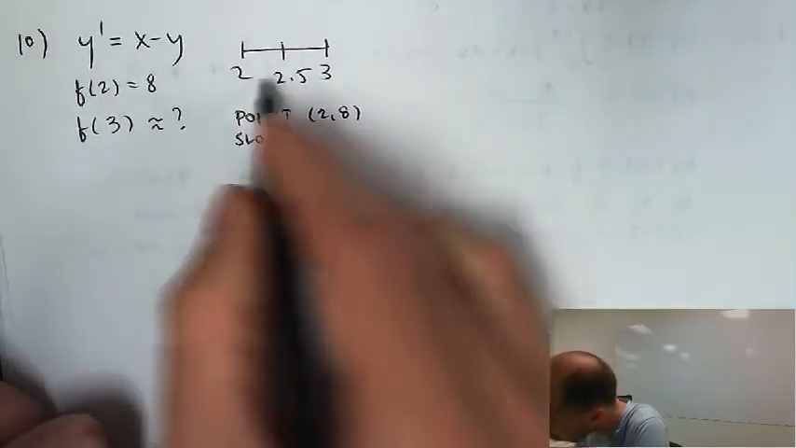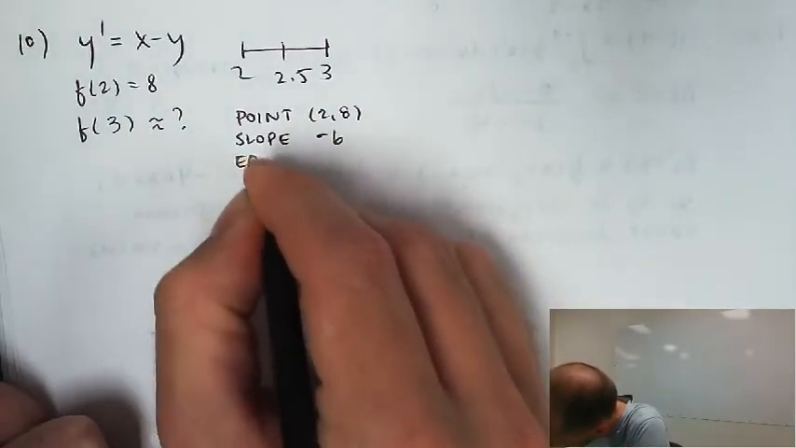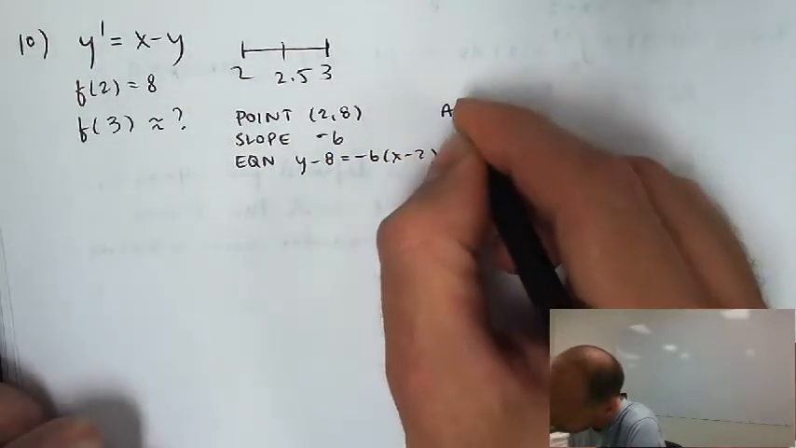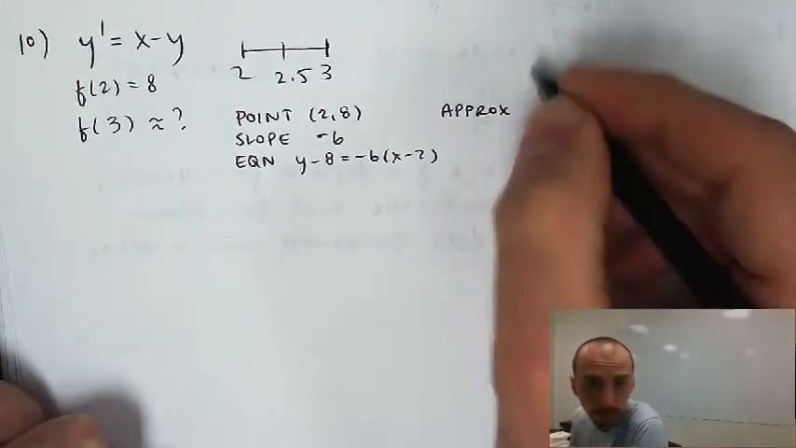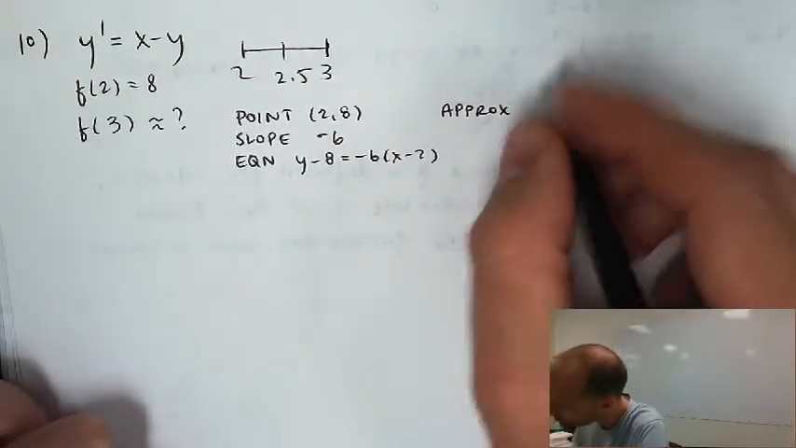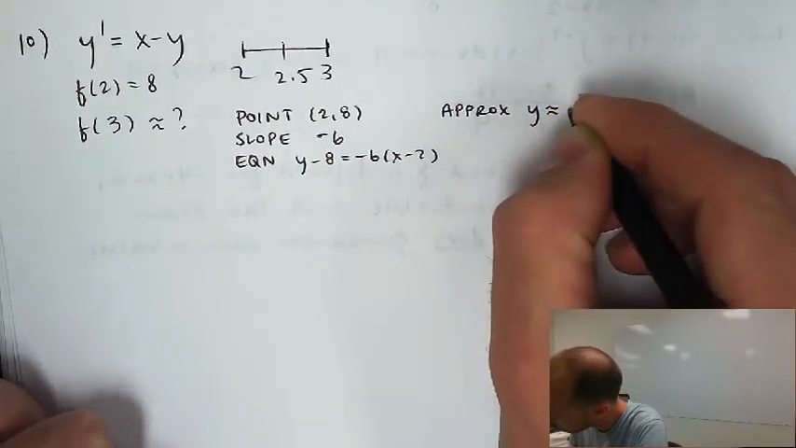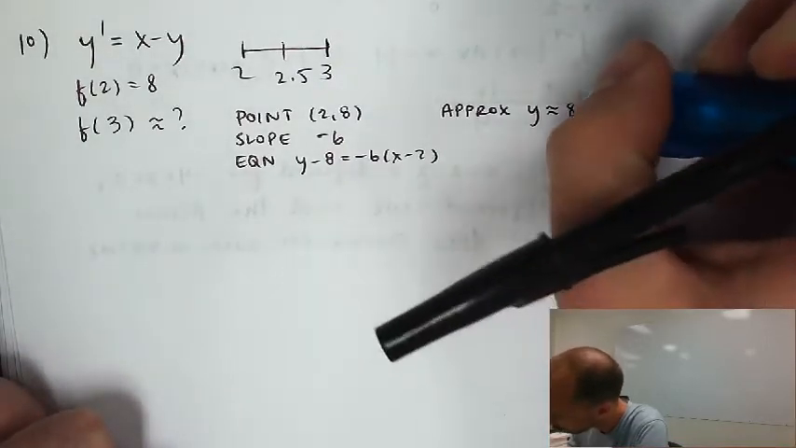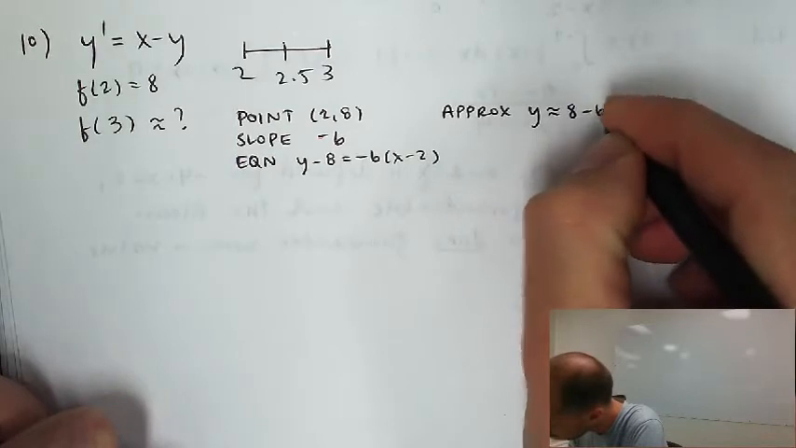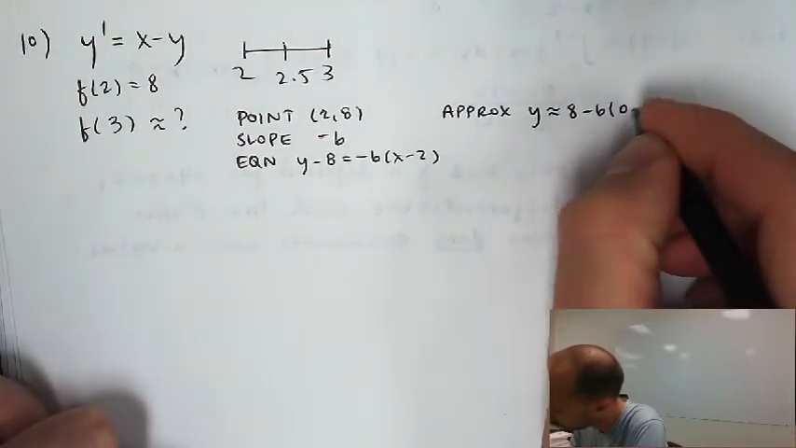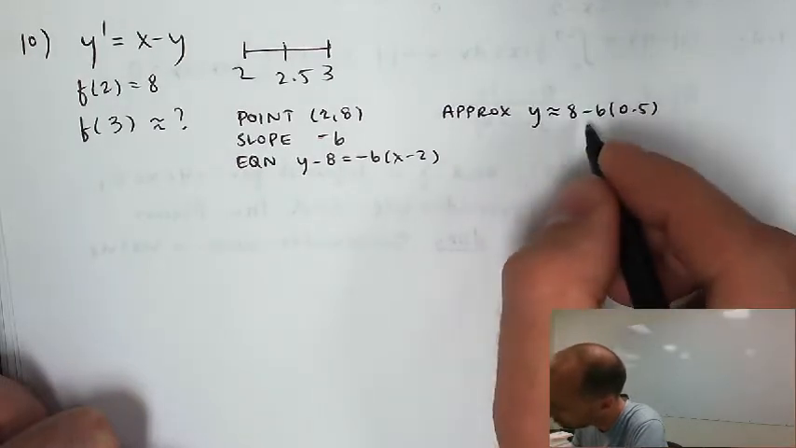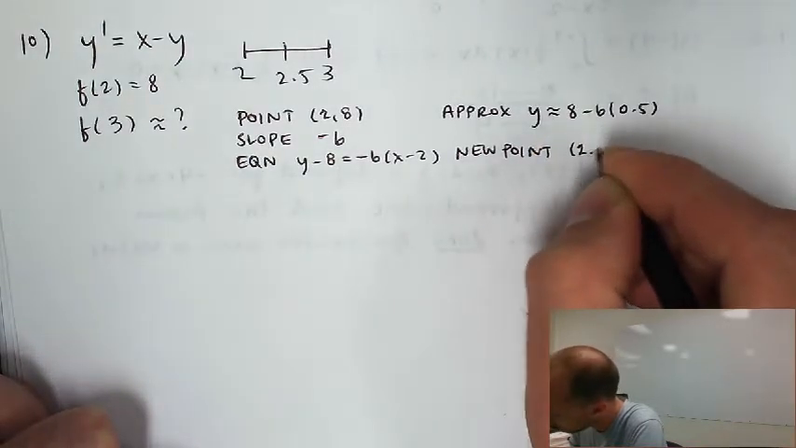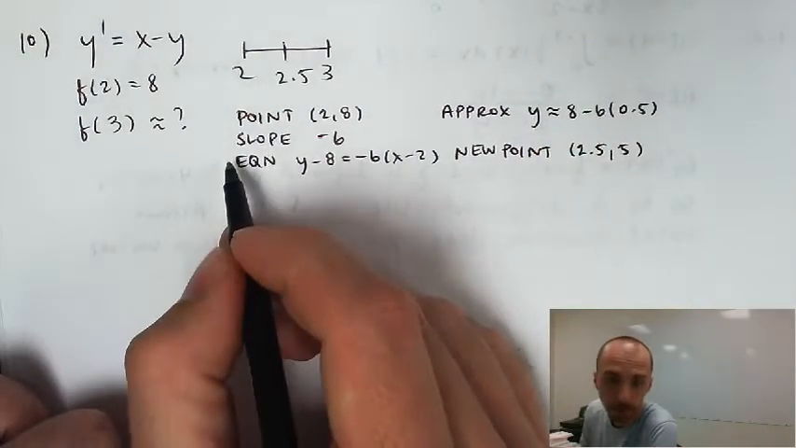The slope corresponding to that, x minus y, is -6. The equation is y minus 8 equals -6 times x minus 2. My approximation is going to be when I plug in x equals 2.5. So y is approximately equal to 8 minus 6 times 2.5 minus 2, which is 0.5. So 8 minus 3 is 5. And my new point is 2.5 and 5. Okay, that's the first step of Euler's method.